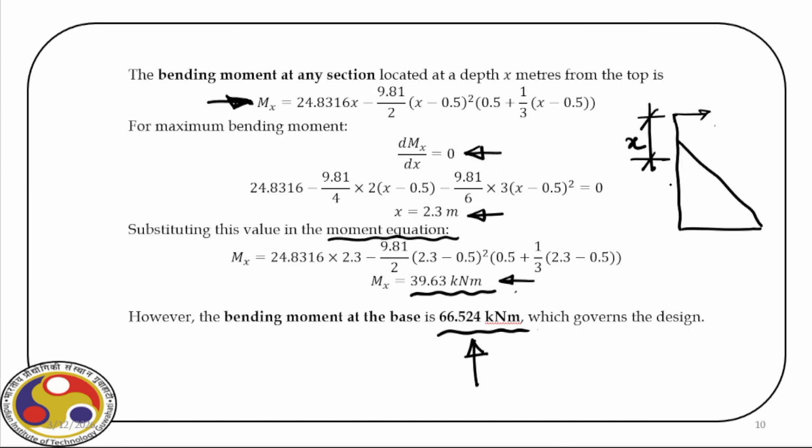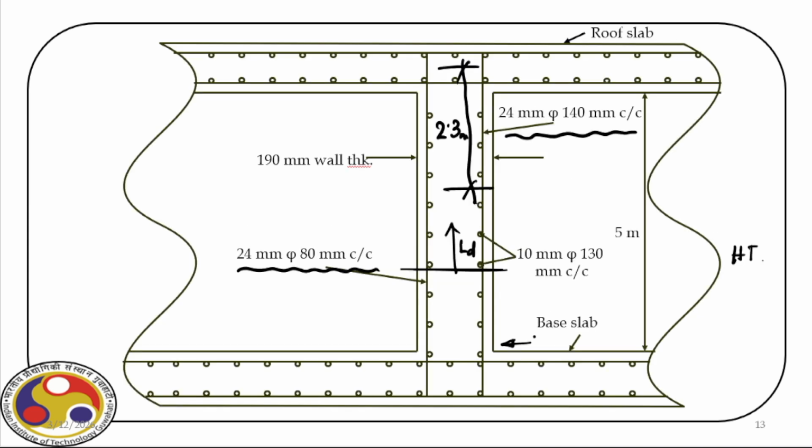So this equation, if you put this equal to 0, you will actually get the location X from the top where bending moment is 0. Just find out that location and you can complete the detailing, the location where you can actually reduce the number of bars than what we design based on the requirement at the base. So it gives you a clear idea of how to design a wall of a water tank.